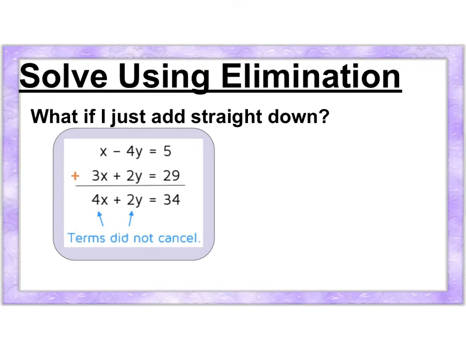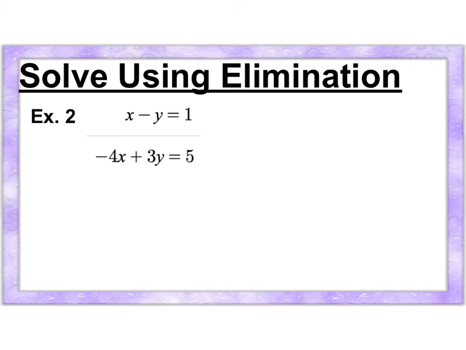So what if I were given 2 equations with 2 variables, and I just added straight down? X plus 3x is 4x, negative 4y plus 2y is 2y, and 5 plus 29 is 34. Well, I end up with a new equation. There's an x and a y in there. I didn't cancel anything. So you can't just add straight down if nothing adds to 0.